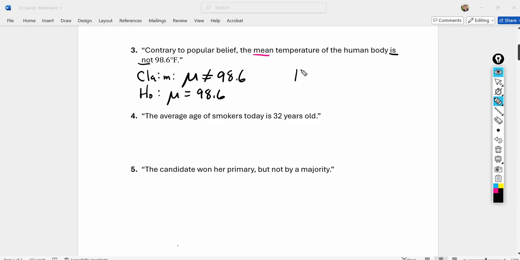And now when I get to the alternative hypothesis, what are the symbols that are allowed? Strictly greater than, strictly less than, and not equal to. The symbol in the claim is allowed, so I will keep it in the alternative hypothesis. And now for the test, since the symbol in the alternative hypothesis is the not equal symbol, we will have a two-tailed test.